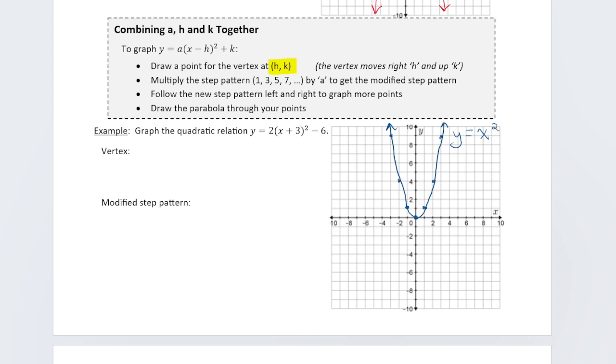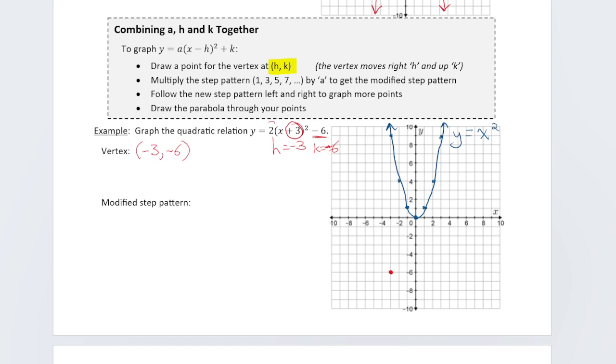And then our modified. So it has a vertex of h, k. So h is based on the number in the brackets, and I have to do the opposite sign. So h is -3. And then my k value is -6. So that's my vertex. -3, -6. -3 for h, -6 for k. So let's find that. -3 on the x, -6 on the y. There's my vertex.